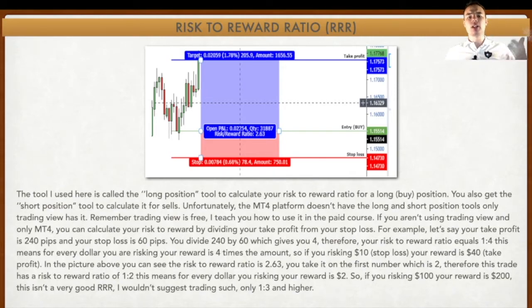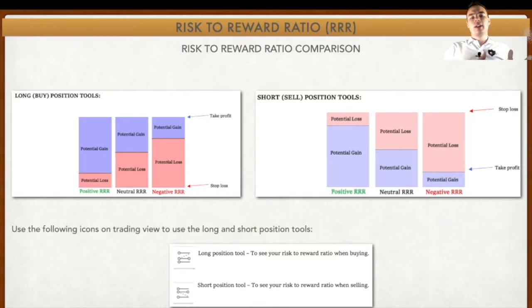The short position tool is the opposite. Your take profit, the blue block, will be at the bottom and your stop loss will be on top. It works the same way, but that's for a sell. So here's a comparison of your long position and short position tool. The first one on both is a positive risk to reward ratio, where your potential loss is minor compared to your potential reward. That's the type of risk to reward ratio you want every time you place a trade, so basically 1 to 3 and higher.